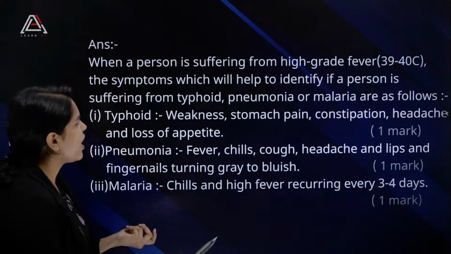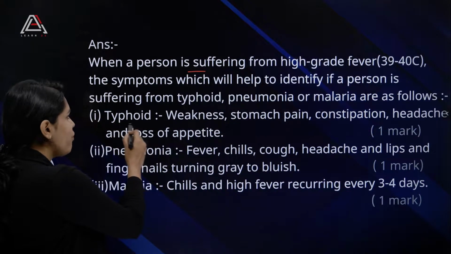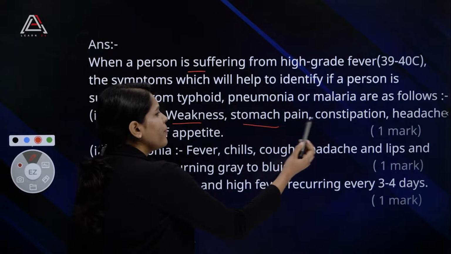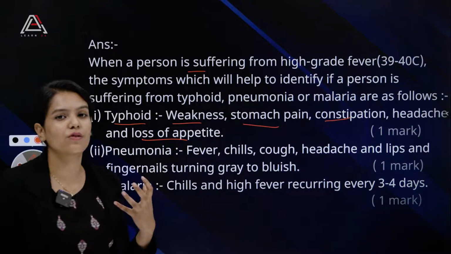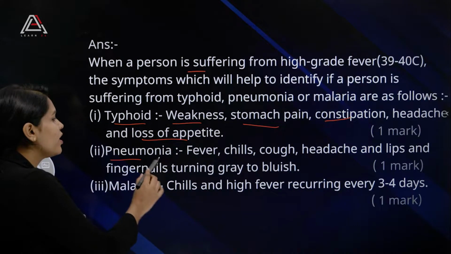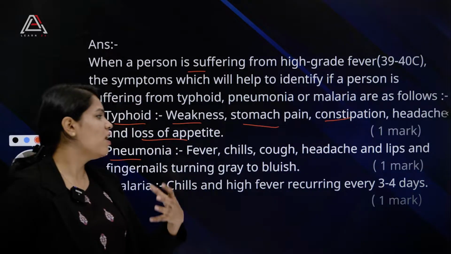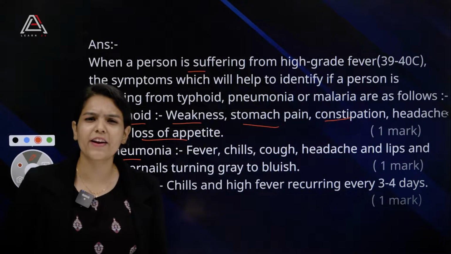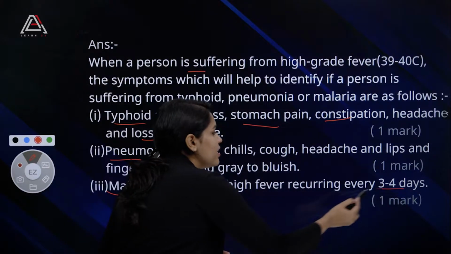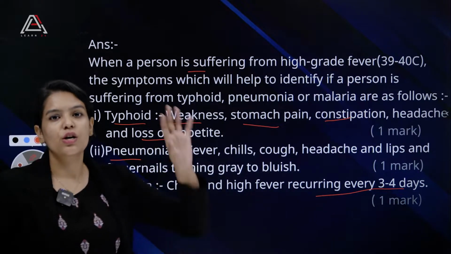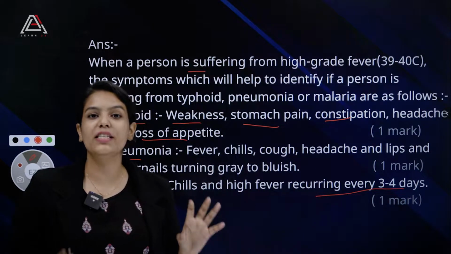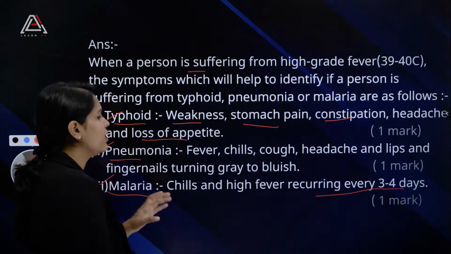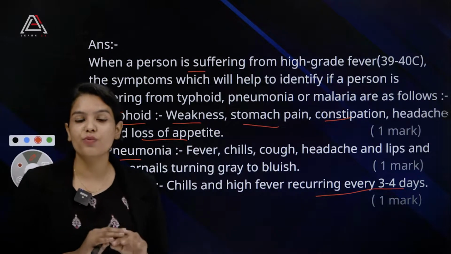So as I said, high-grade fever. For typhoid they are mentioning a few symptoms: weakness, stomach pain, constipation, headache and loss of appetite. Next, for pneumonia, they have mentioned fever, chills, cough, headache and so on. For malaria also, there are chills, high-grade fever, which recurs every 3 to 4 days. So you have to mention the symptoms for each and every one of them. Then you will get the perfect 3 marks. Very simple, very direct question.